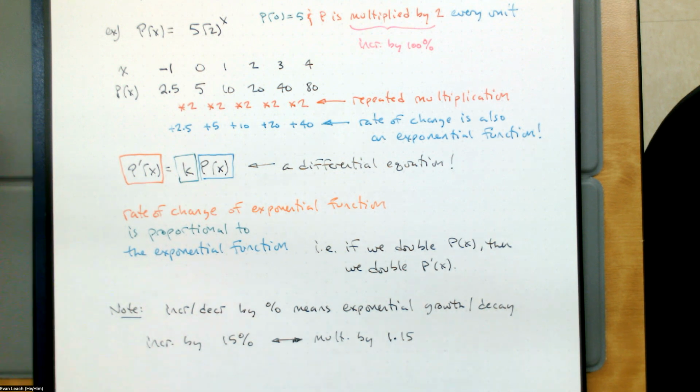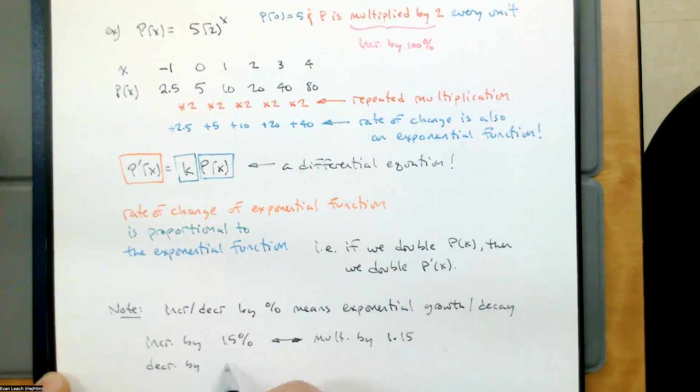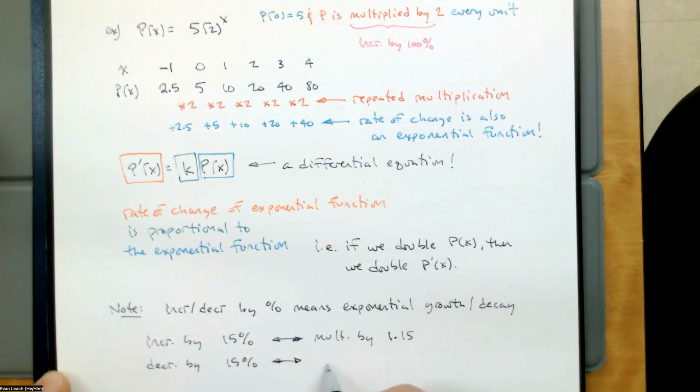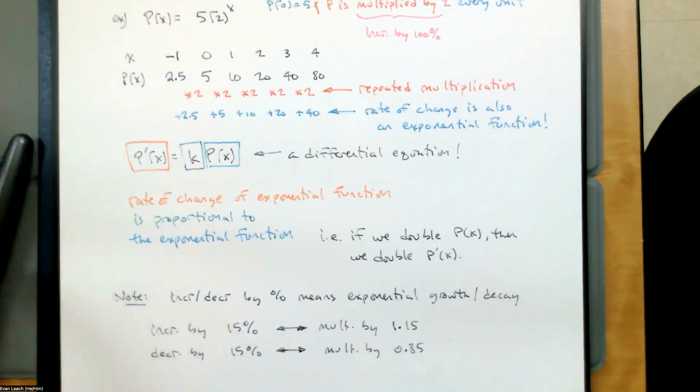If it was decrease by 15%, then we'll multiply by 0.85. We take the 100% that we start with and subtract 15%.